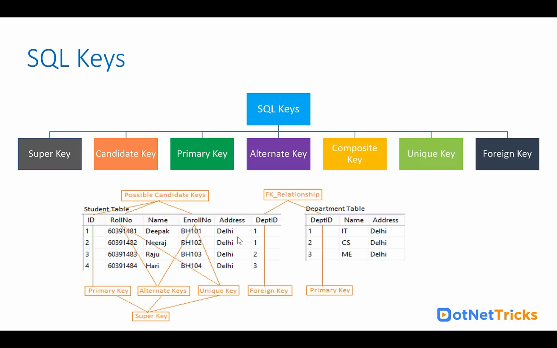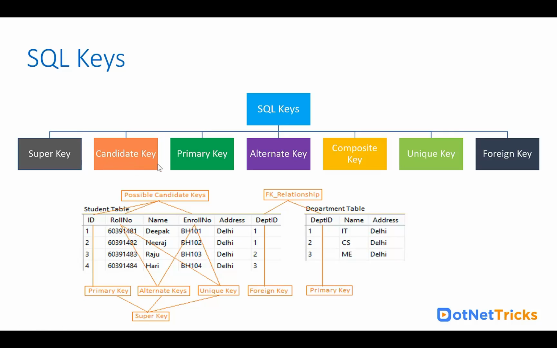We already created a student table, but we have not created the department table so far, but you can see there are two tables here, the student table and the department table. If you look, we have here the primary key, alternate keys and the unique key. These are combined to make a super key.